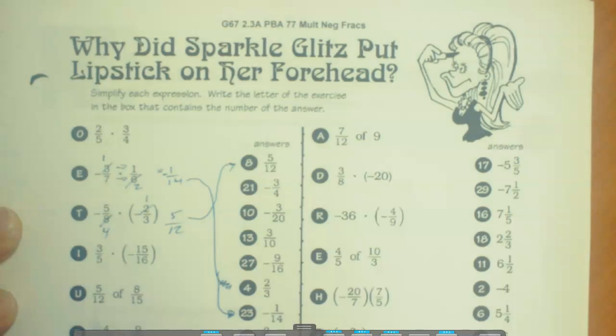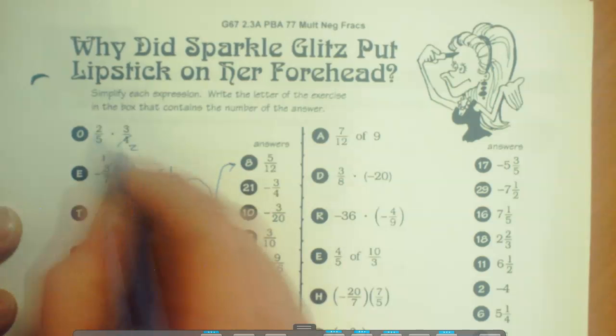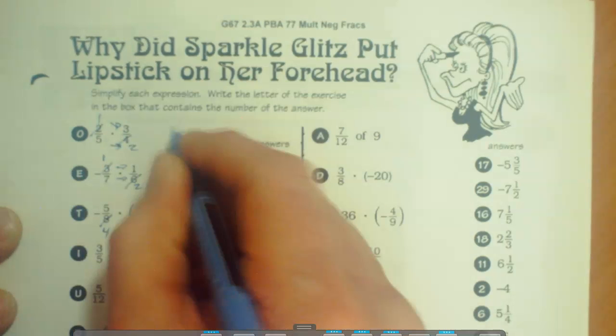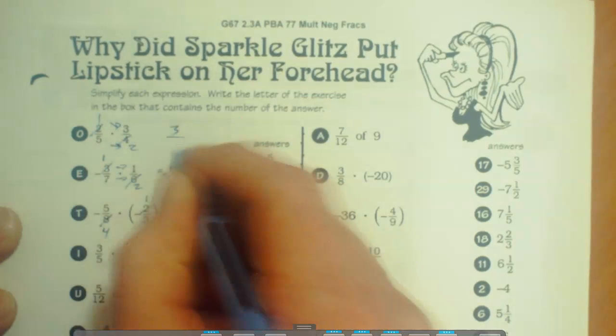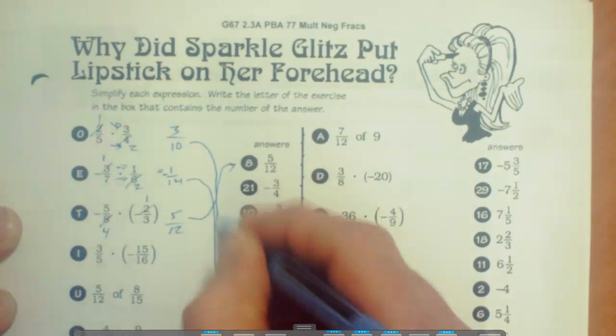And let's see what else we got. I may as well do this guy up here. We can divide by 2. That would be 2. Divide by 2, that would be 1. We can't divide this way, so we'll just multiply straight across. 1 times 3 is 3. 5 times 2 is 10. That's a positive times a positive, so that's a positive 3/10. So that's going to go down right here.